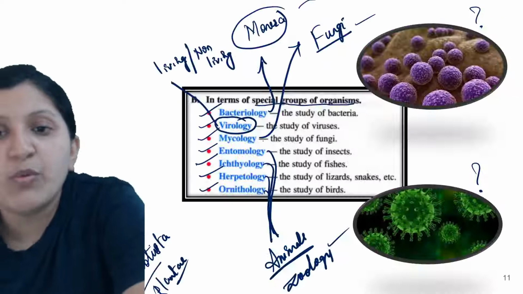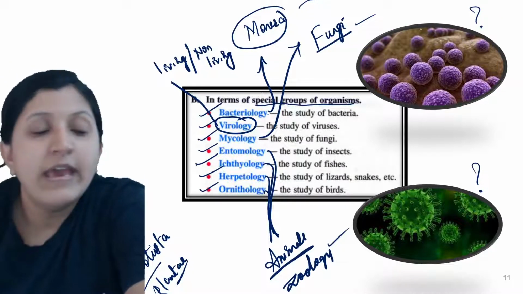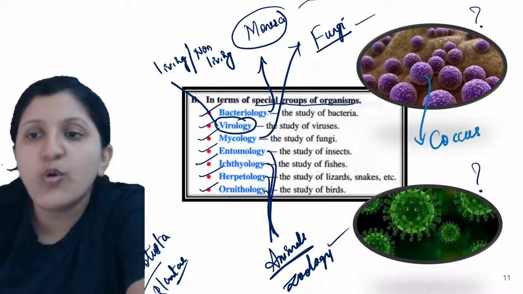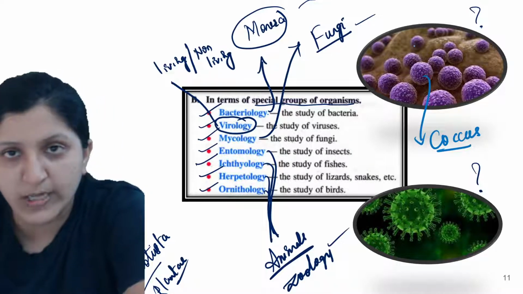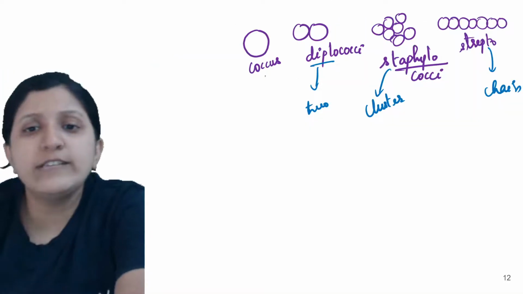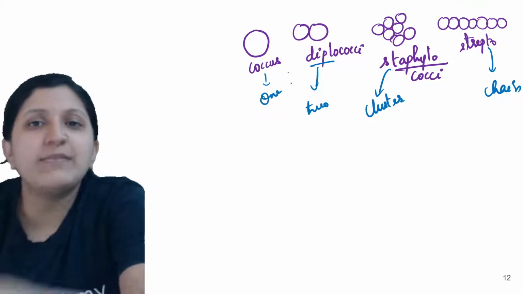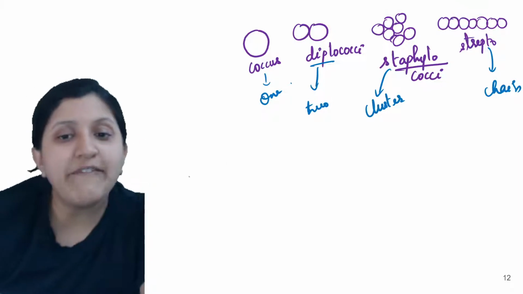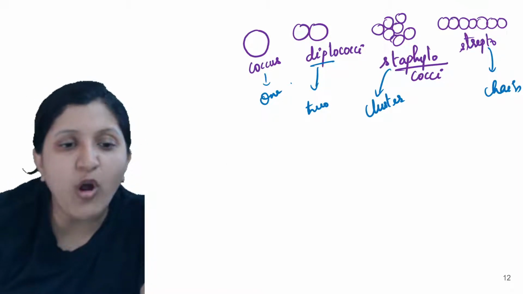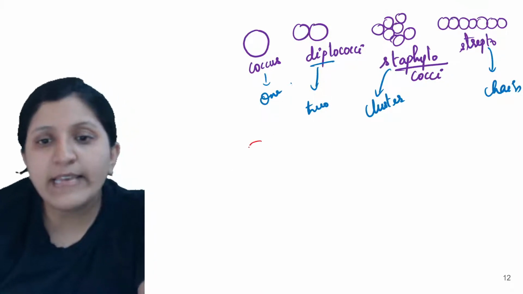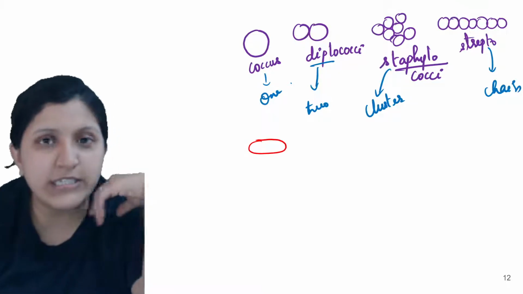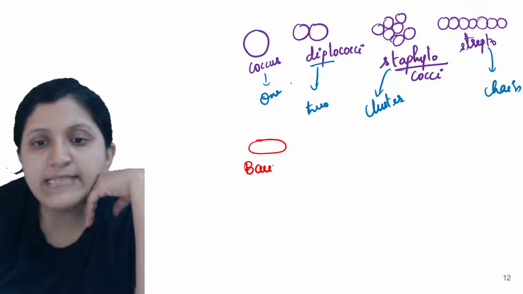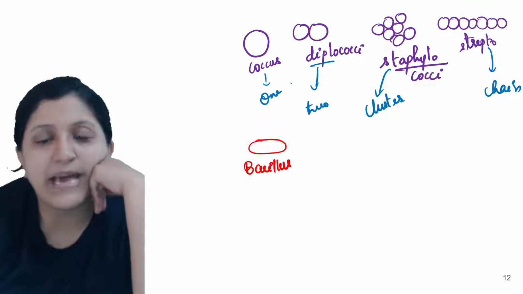In the same way here, what is mentioned is the bacteria. Here what they have given is a cocci bacteria. So this is a coccus, since it is present individually. Only one is present, so that means it is a singular term, and cocci is a plural term. In the same way we have a bacillus, which is a rod shaped one. This rod shaped bacteria is called a bacillus.